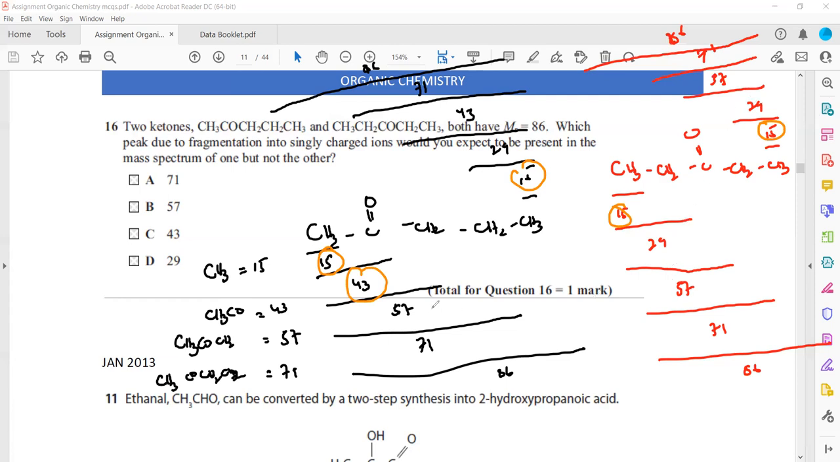So 43 is in this one, but we don't find 43 on the other one. So 43 is there in one but not on the other, so it means 43 is a unique peak. That's why C is the right answer.